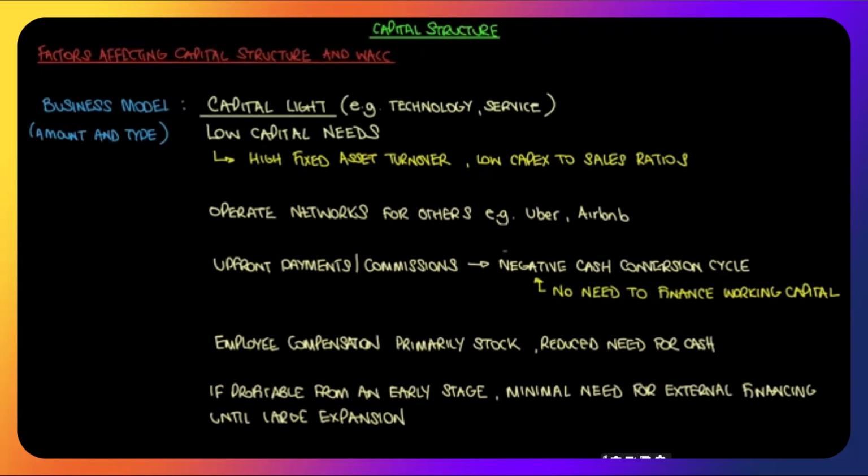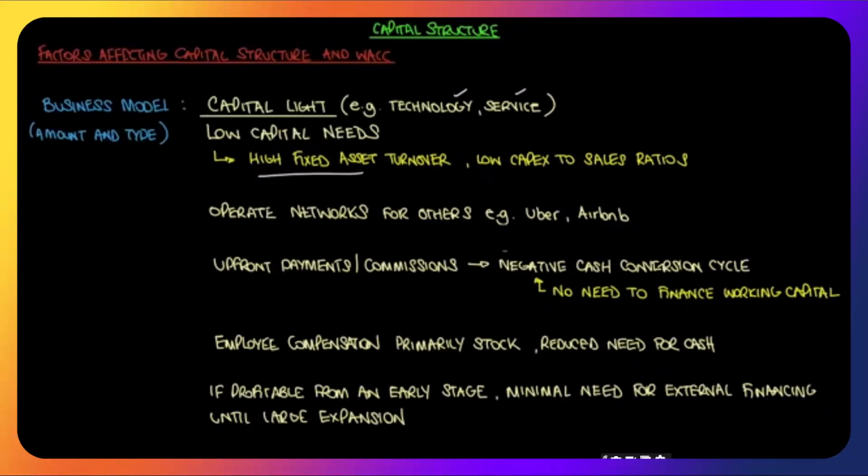And finally, in business models, the opposite of capital intensive: capital light, very low capital needs. Again, identify this by looking at your financial statements. A very high fixed asset turnover, lots of revenue earned with a very small asset base, and low capex to sales ratios. Service companies and technology companies don't need big, heavy assets. It may be they simply operate networks for others. Uber, for example, Airbnb. They don't have assets.